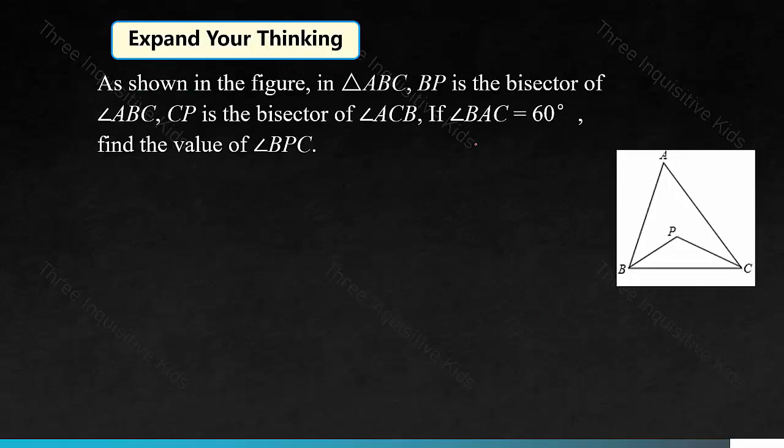Here's a final problem to expand your thinking. As shown in the figure, in triangle ABC, BP is the bisector of angle ABC. CP is the bisector of angle ACB. If angle BAC is 60 degrees, let's mark that out. So we already know that angle A equals 60 degrees, which means that the remaining angles, ABC and ACB, added together would equal 120 degrees.